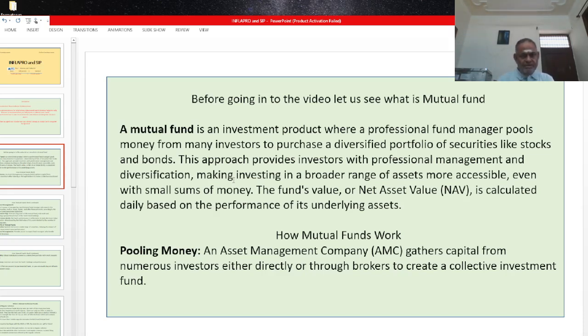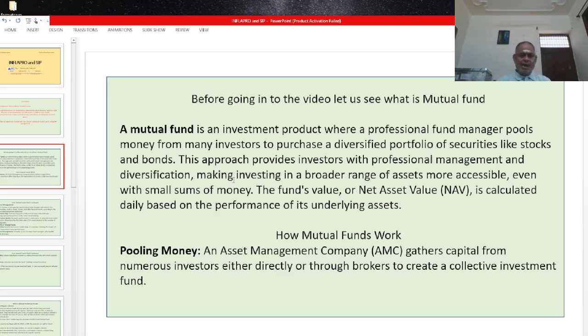Before going into the video, let us see what is mutual fund. A mutual fund is an investment product where a professional fund manager pools money from many investors to purchase a diversified portfolio of securities like stocks and bonds. This approach provides investors with professional management and diversification, making investing in a broader range of assets more accessible even with small sums of money. The fund's value or net asset value is calculated daily based on the performance of underlying assets. How mutual fund works?